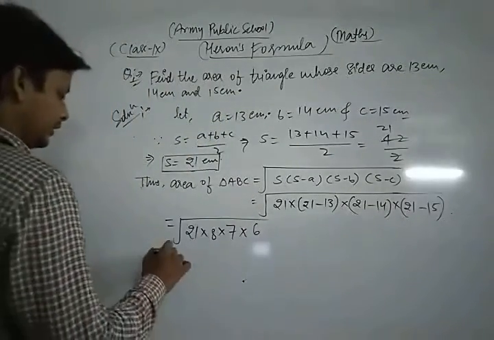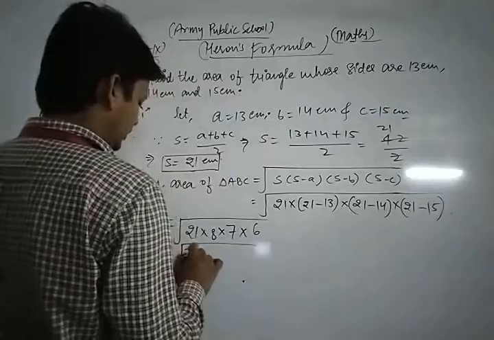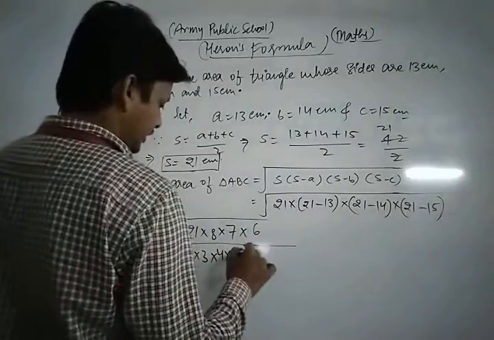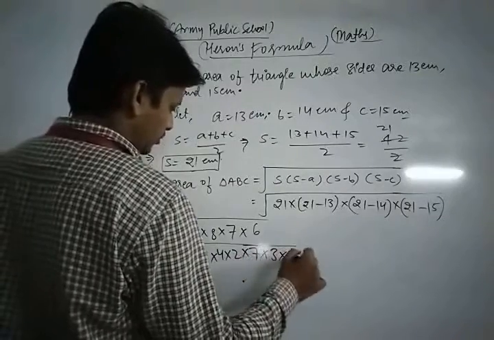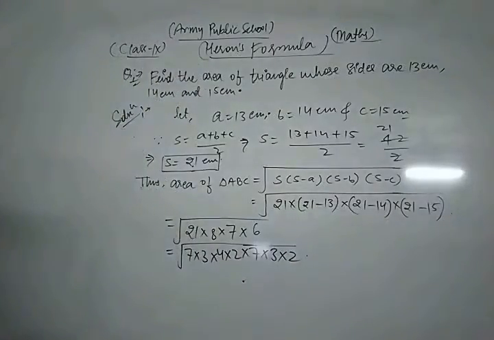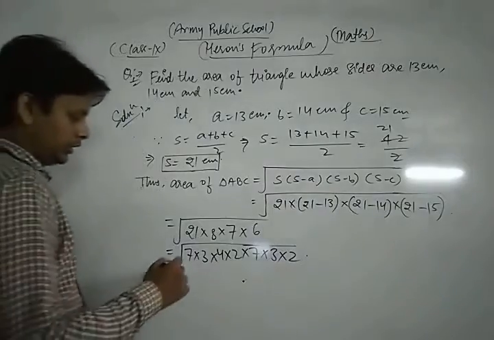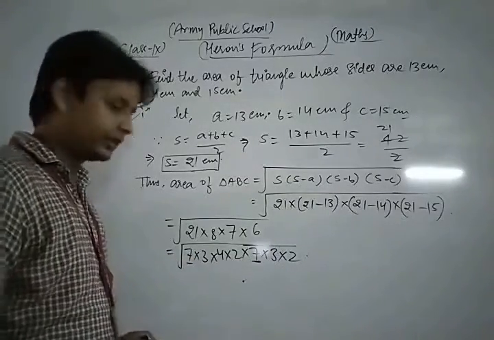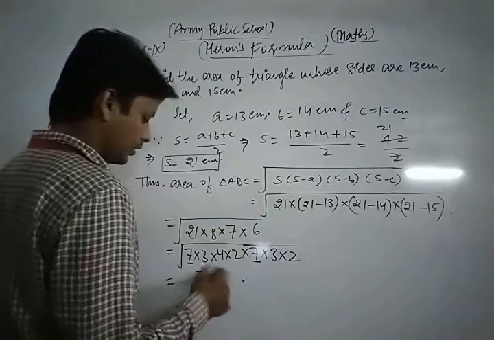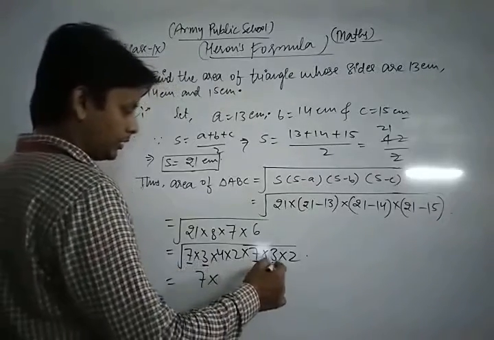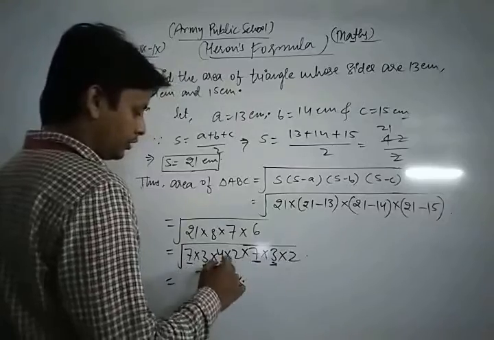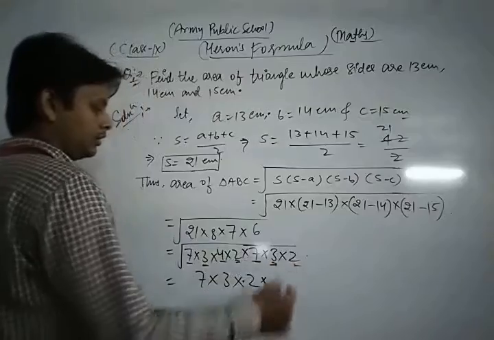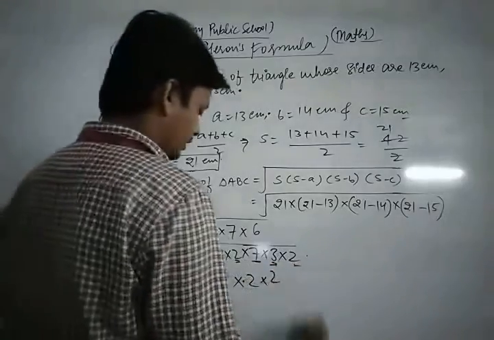Now we can write 21 as 7 into 3, this is 4 into 2, 7 written as it is, that is 3 into 2, 3 into 2. Now look, here 7 is in pair, so 7 comes out of the square root, and 3 is also in pair, so 3 also comes out. The square root of 4 is what? 2, and 2 is also in pair, so we take 2 as common.